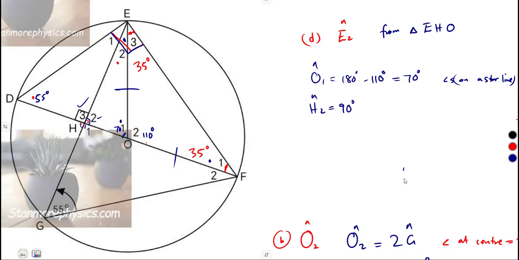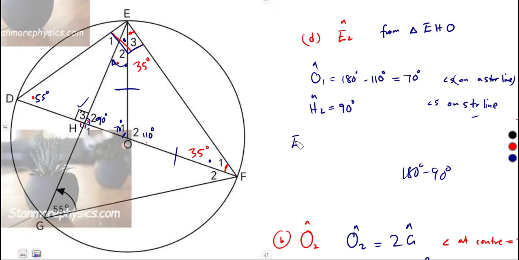90 degrees. So it is simple. 180 minus 90. So guys, whatever you wanted to give as a reason, you can have this one as a reason: angles on a straight line, just like what we had before. So if angle H2 is 90 degrees, guys, we can find angle what?